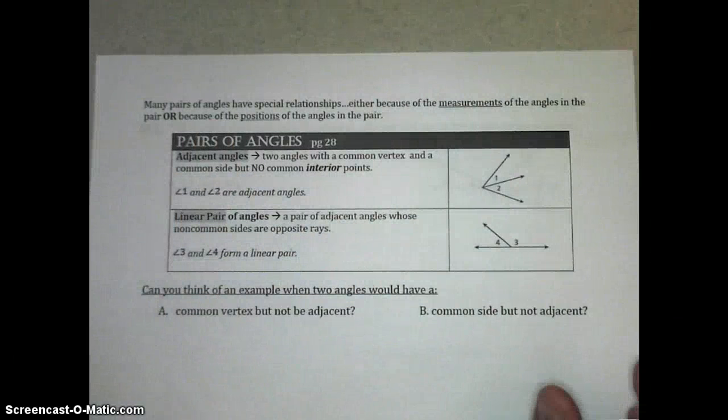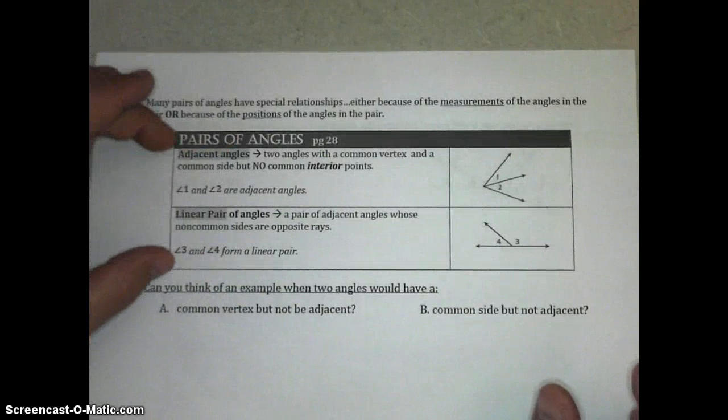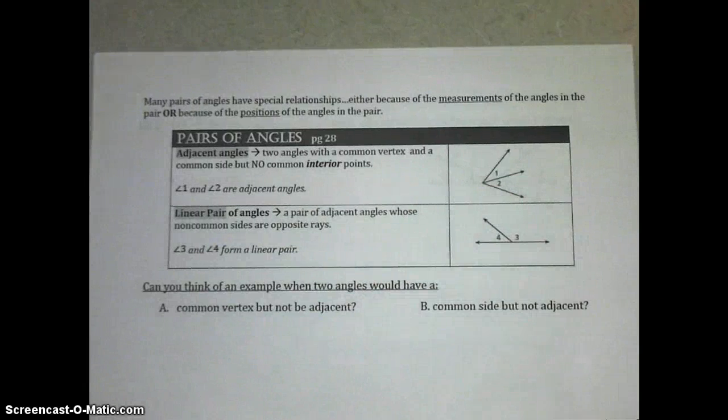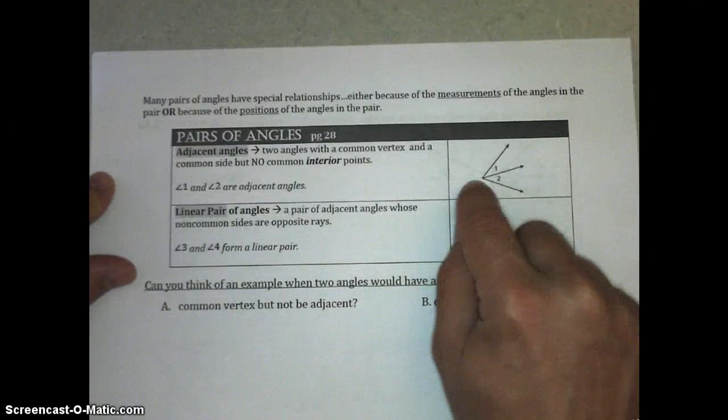Many pairs of angles have special relationships either because of the measurements of the angles in the pair or because of the positions. So we're going to talk about the positioning first. Pairs of angles based on positions, we have the term adjacent angles, and adjacent in basic terms means next to, sharing no common interior points. They're going to share a side and a vertex.